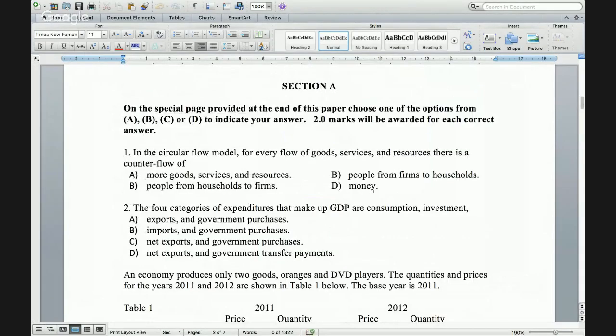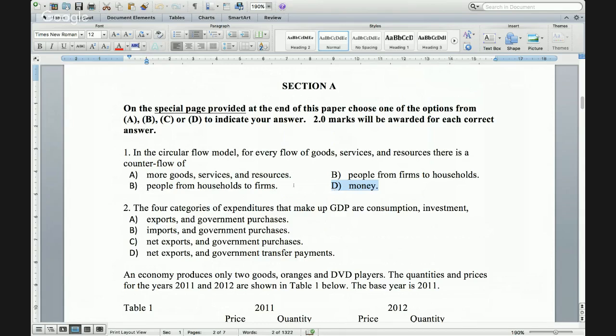So in this section A, you're going to have 20 marks. You have 20 questions, and each is going to be 2 marks each. So the first question addresses the circular flow model. So this is a macroeconomics paper. For every flow of goods, services, and resources, there is a counterflow of, and the answer here is money, D.